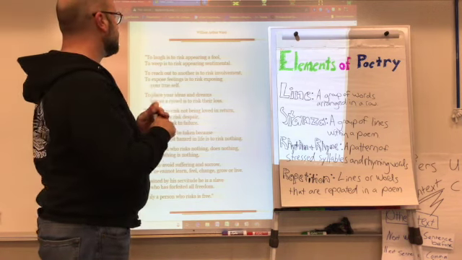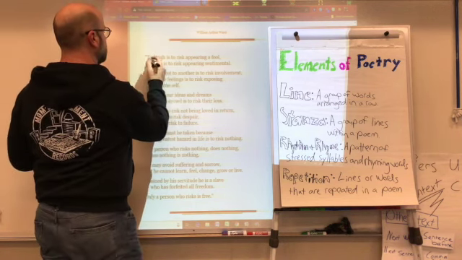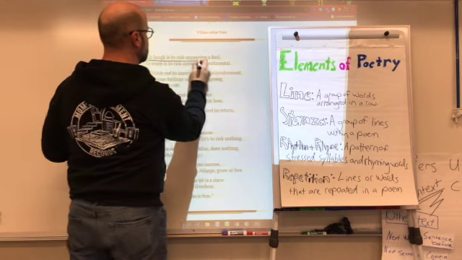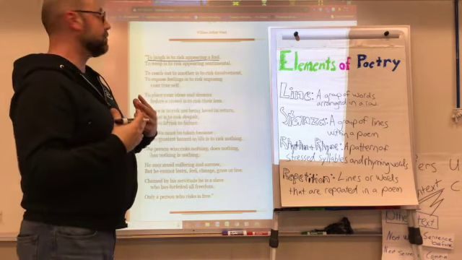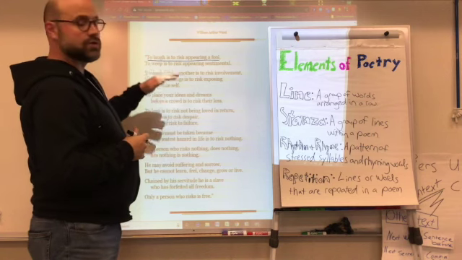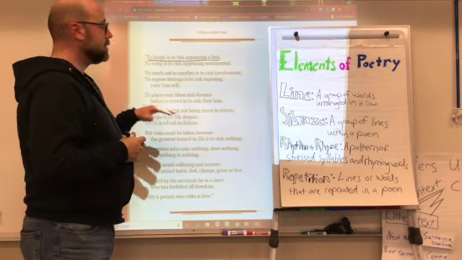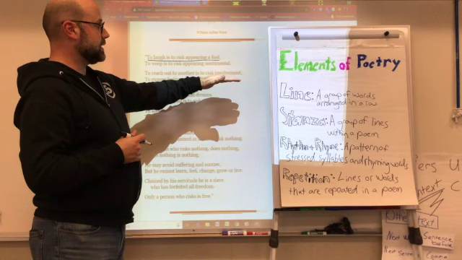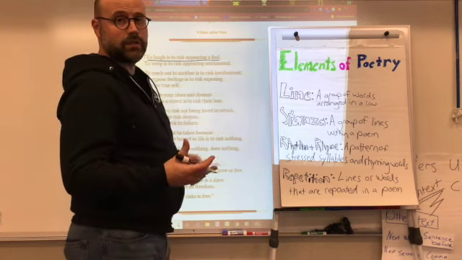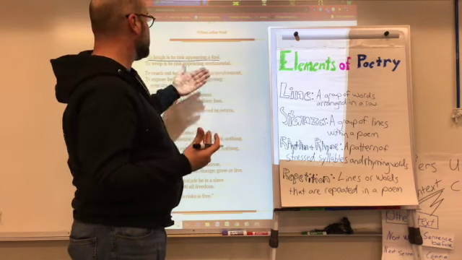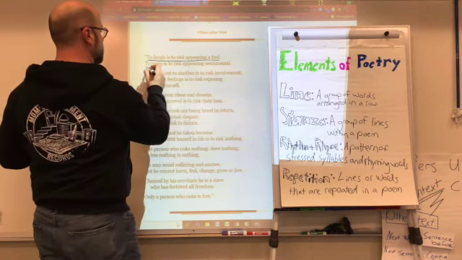A line for a poem is this. That is a line. A group of words arranged in a row. Poems are usually structured in this format. They have a line going like this. Usually there's some sort of punctuation at the end, or maybe not. Then it'll just go down to the next line.